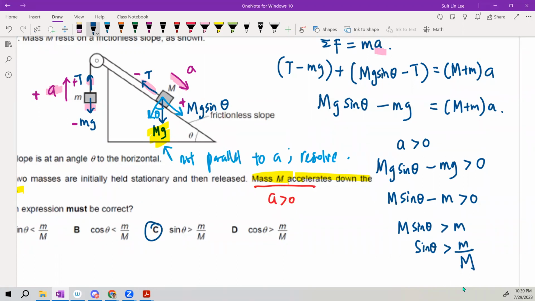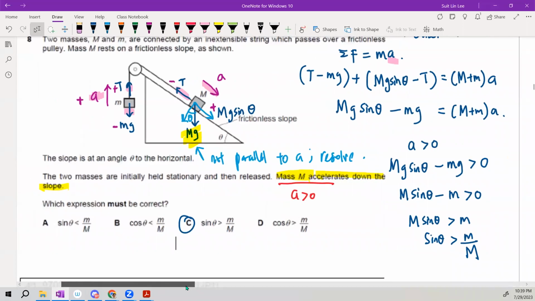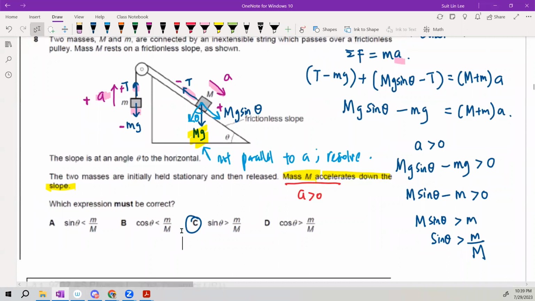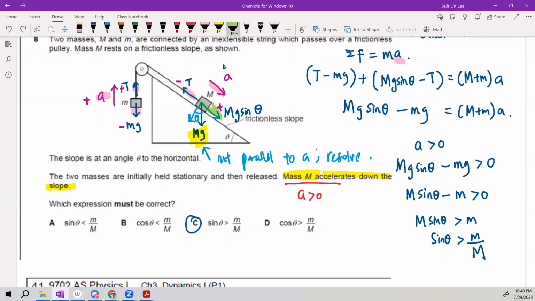Okay. There is a slightly shorter way of doing this objective question, especially since this objective question doesn't actually ask you to substitute values inside. The slightly shorter way here is to think about the forces. Right now, capital M wants to be dragged down. Capital M wants to go in this direction. Pulling it is Mg sine theta. Small m wants to go in the opposite direction. Pulling it is small mg.